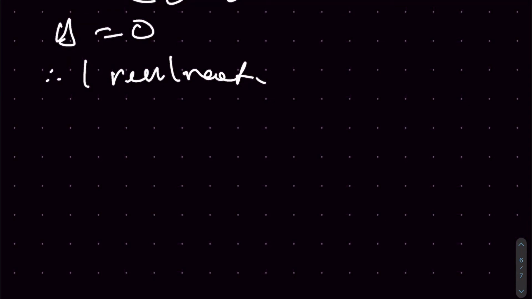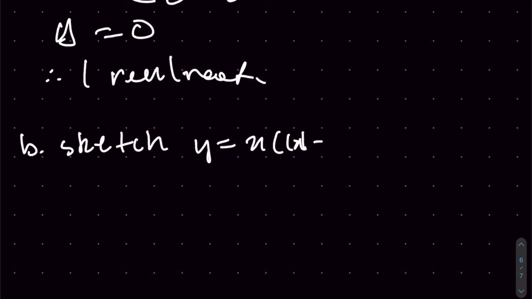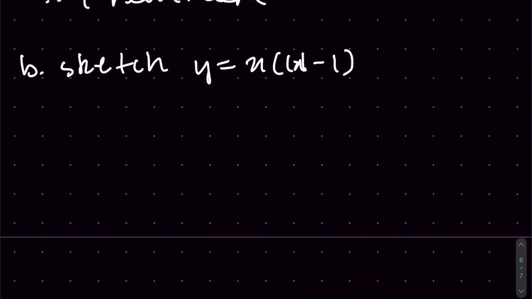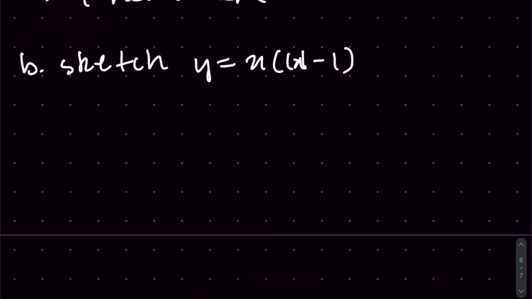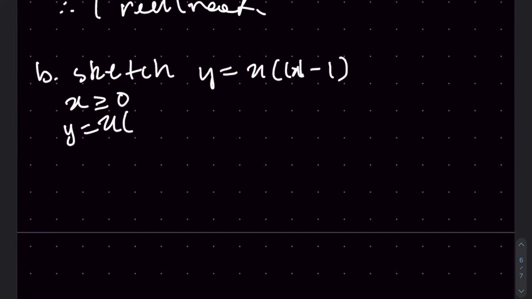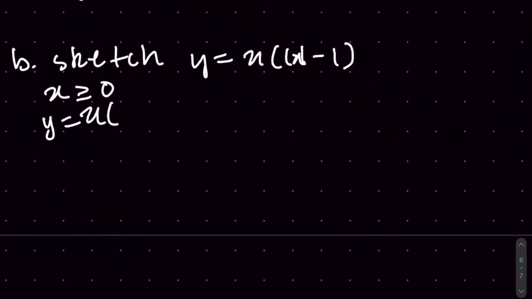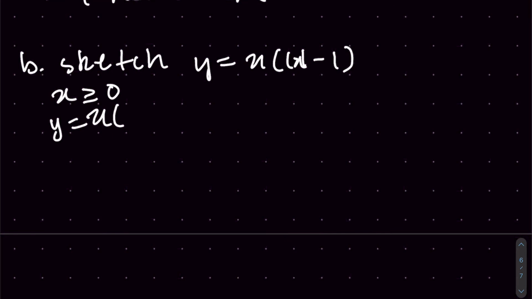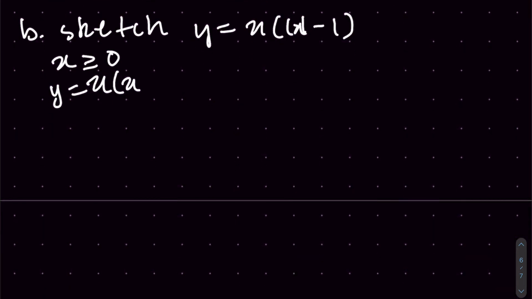We'll move on to part B, which says to sketch y equals x times the absolute value of x minus 1. This question is pretty tricky, and what we have to do is focus on splitting up that absolute value so we can work with it much more easily. We'll make the assumption that x is greater than or equal to 0, meaning y is equal to x times, now this x here is going to remain positive as x is greater than 0, so we'll get x minus 1, and that's our function.